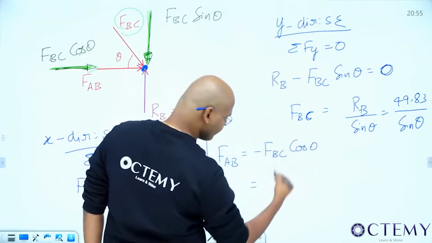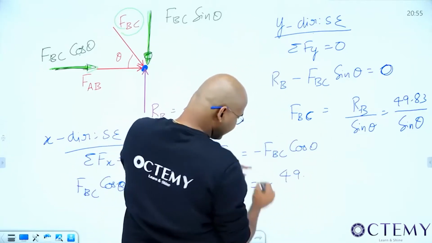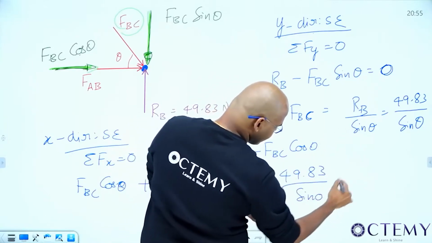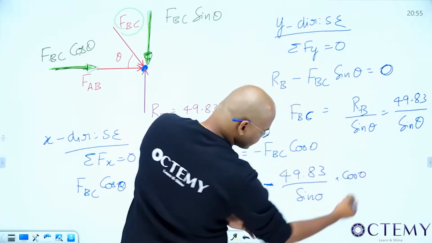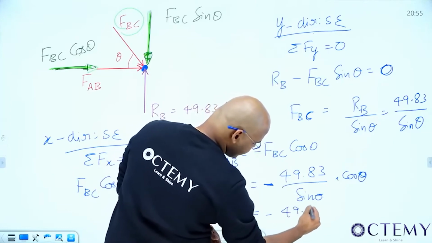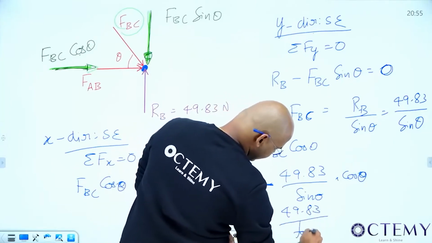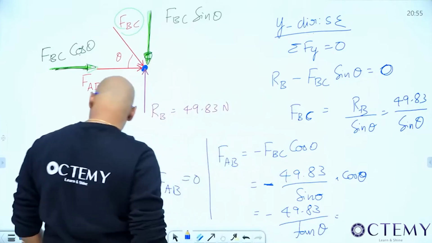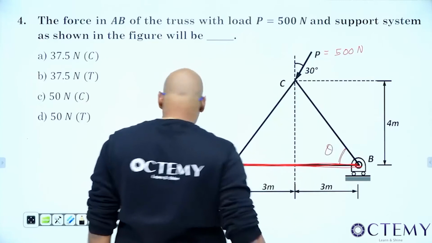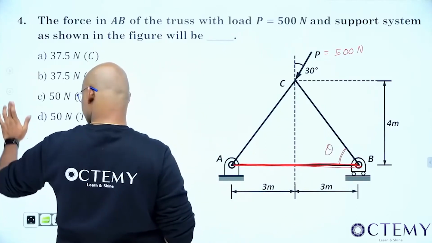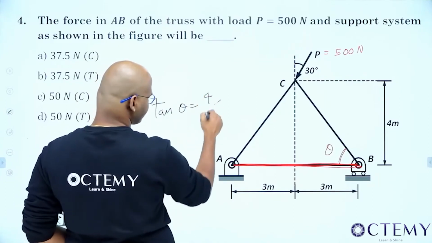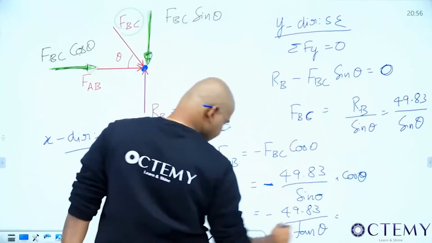FBC is what? I have already found out. Minus, FBC is 49.83 by sin theta into cos theta. So if I get cos theta down, sin theta by cos theta is how much? Tan theta. So minus 49.83 by tan theta. What is tan theta? Opposite side is 4, adjacent side is 3. So tan theta is 4 by 3.